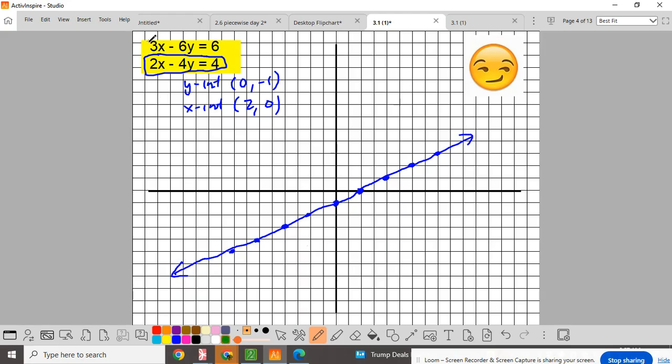And then let's try the green one here. I'm going to do the x and y intercept again. The y-intercept is 0, negative 1, and the x-intercept is also going to give me 2, 0. They're perfectly the same, right? So since it's perfectly the same, this will be all real numbers, or infinitely many solutions.